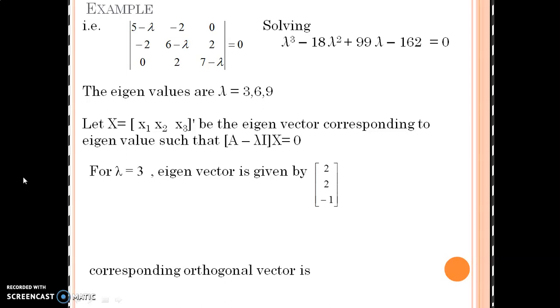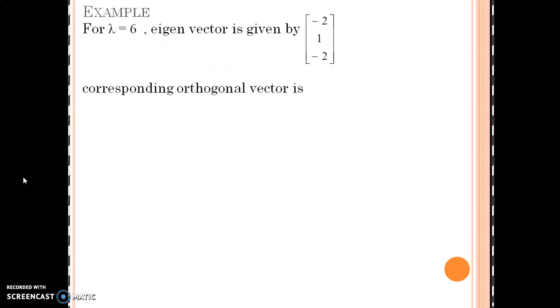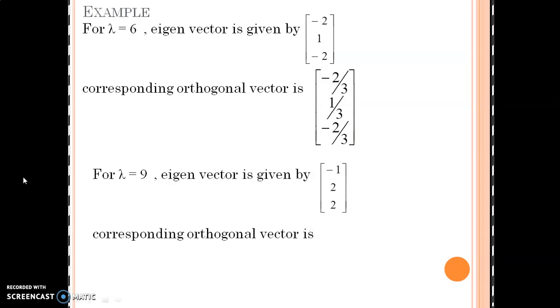So we will divide each value or component in the eigenvector by 3 to get the orthogonal eigenvector. Similarly, for lambda equal to 6, the eigenvector is -2, 1, -2. The corresponding orthogonal vector will be -2 by 3, 1 by 3, -2 by 3, because here again -2 square is 4, 1 square is 1, -2 square is 4. So 4 plus 1 plus 4 is again 9 and the square root is again 3. For lambda equal to 9, the eigenvector is -1, 2, 2 and the corresponding orthogonal vector will be -1 by 3, 2 by 3 and 2 by 3.